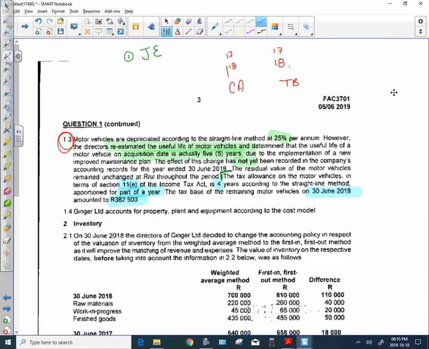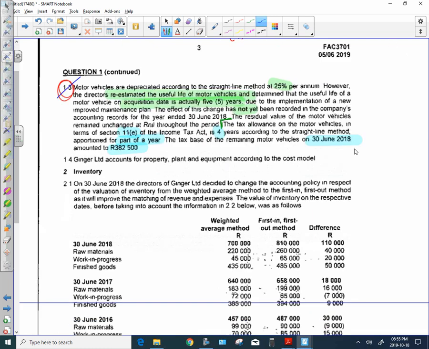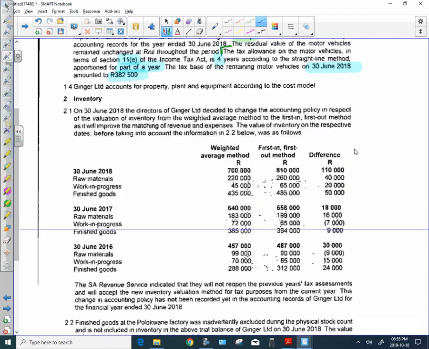Right. That is all relating to point 1.3. Everything that we've done has been filled into the relevant answer. You guys happy? Right. Then point 1.4. Ginger accounts for property, plant, and equipment at the cost model. Great. Then inventory in terms of point 2, and this they have actually asked me to disclose.